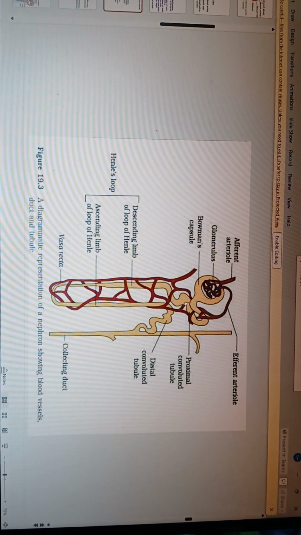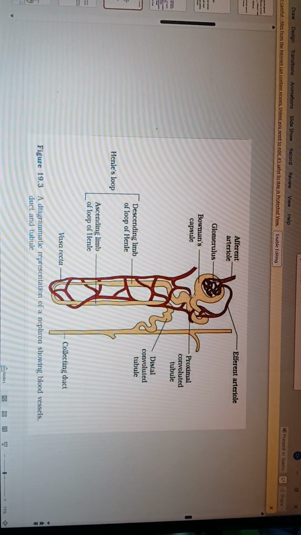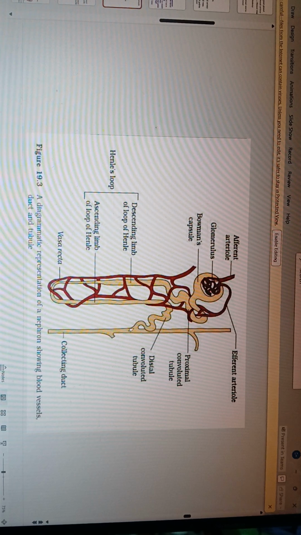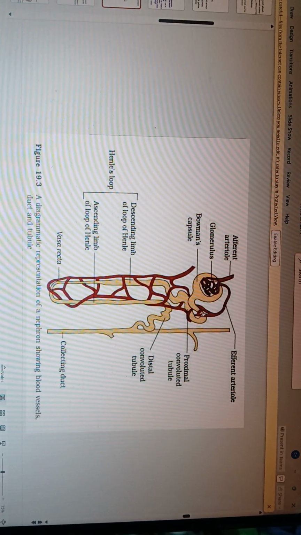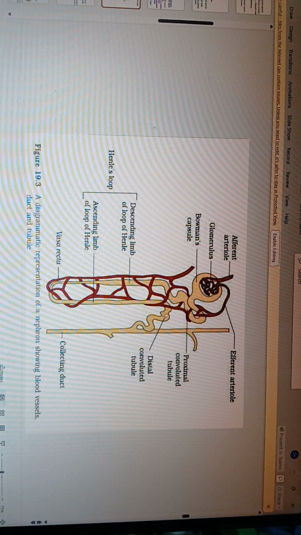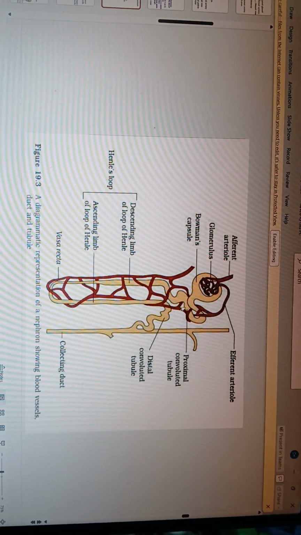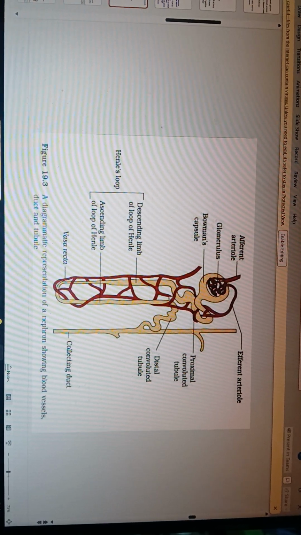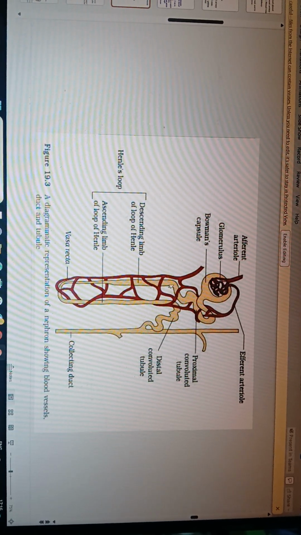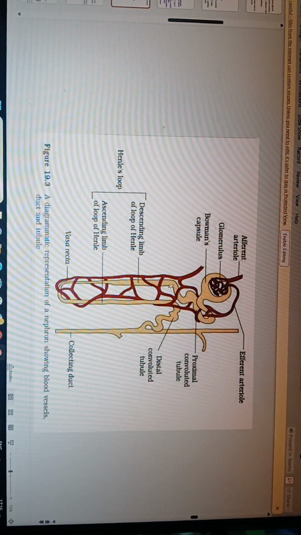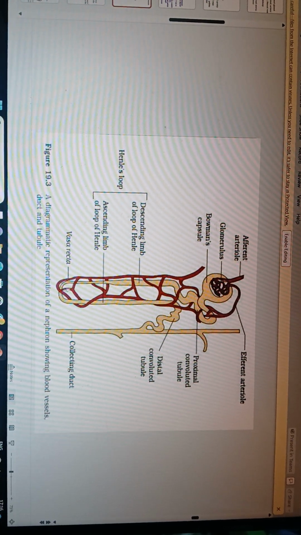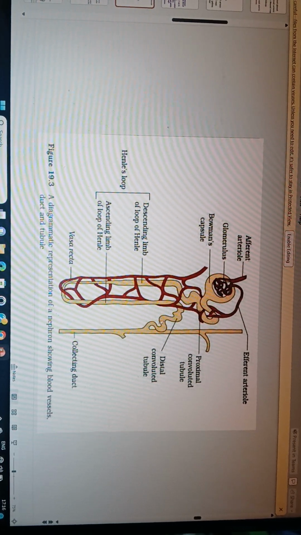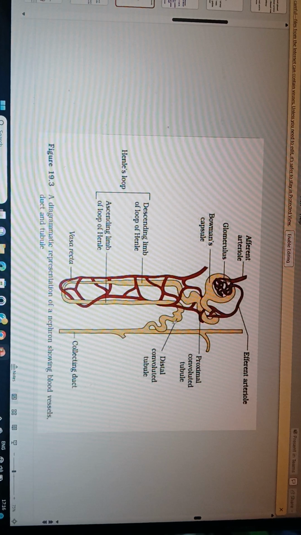Okay, look, from this region to this region is known as the renal tubule. This is the tubular part of the nephron, so it is known as the renal tubule. The first part of the renal tubule, from here to here, is known as the PCT, or proximal convoluted tubule. The second part is known as the loop of Henle, or Henle's loop, and the third part is known as the DCT, or distal convoluted tubule.